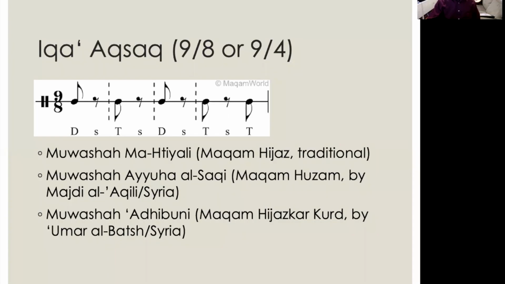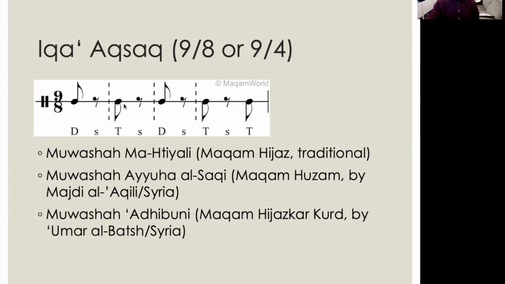The time signature of 9 is very common in Turkish music, and so it's very popular in the Arab world, but almost exclusively used in the Muwashahat genre. The notation for Iqaa Aqsaq is as follows: dum tak dum tak tak dum. The last tak is what makes it limping.